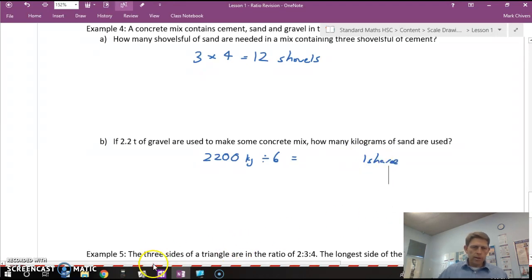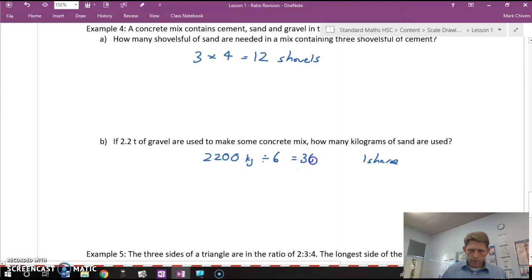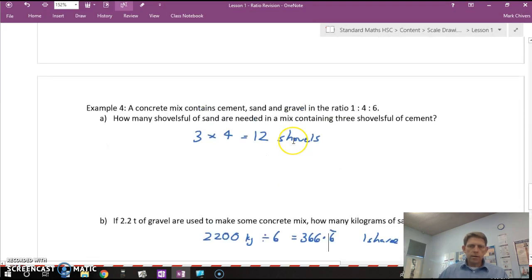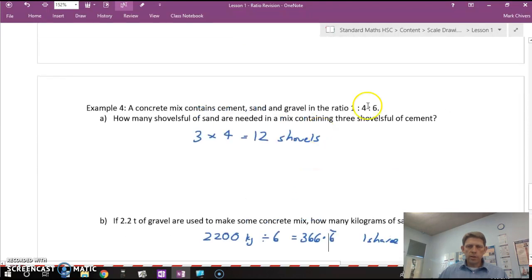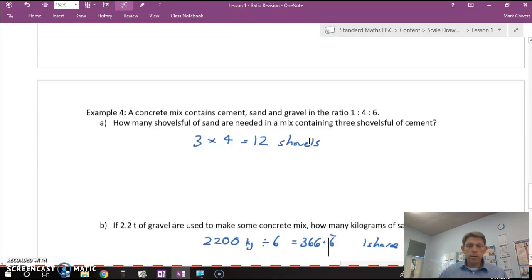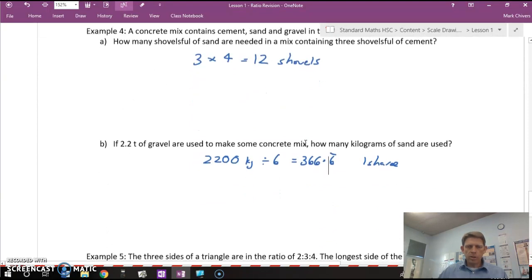So once again, I'll plug that into my calculator. 2,200 divided by 6 equals 366.6 recurring. I'll just put this thing here to say that's recurring. So that's how many kilograms of sand are used, because sand was 1 share. All right. Obviously, it'd be different if I was trying to work out. Oh no, sorry, that's not quite right. Sorry. So that's how much sand is used.